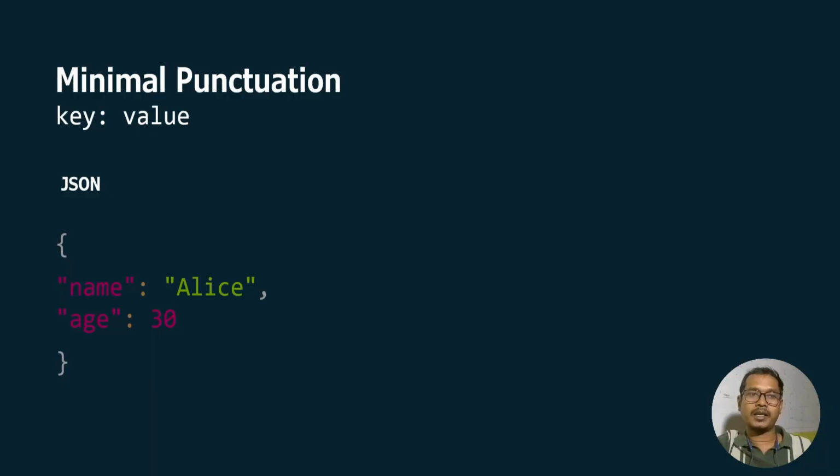Before that, let us see this JSON string. Here you are using key value pairs, enclosed by curly braces. If I convert the same string into TOON, you keep name and Alice. No need to use those curly braces. It's minimal punctuation that you need to use in the TOON format.